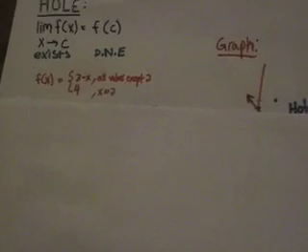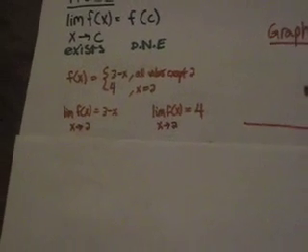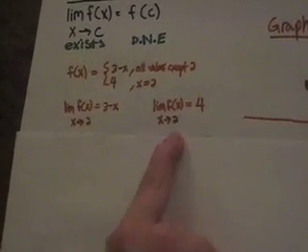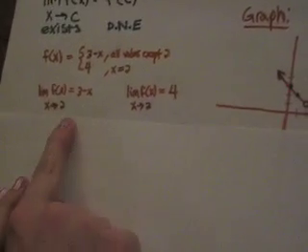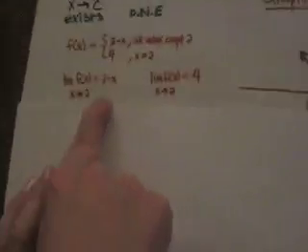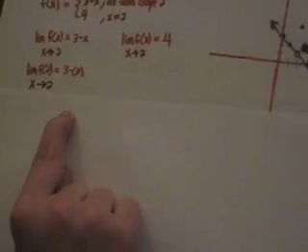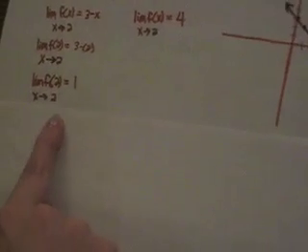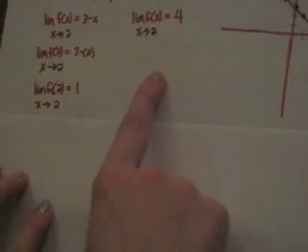For this piecewise function, we're going to evaluate both pieces as x approaches 2, as shown here. This limit is already done because the limit of f of x equals 4 as x approaches 2. This one, we plug in 2 for x, so we get the limit of f of 2 equals 3 minus 2 as x approaches 2, and so the limit equals 1. So we know that there is a hole because these values are not the same.